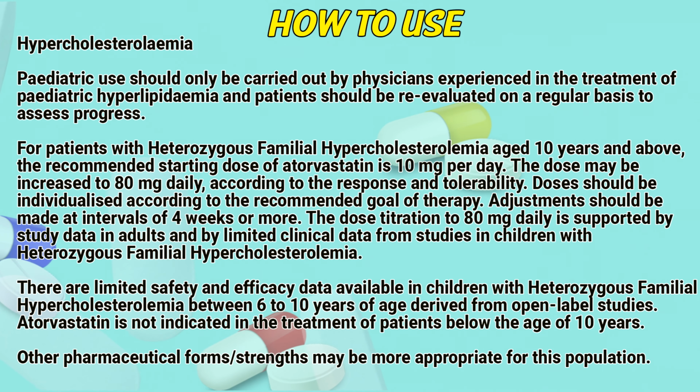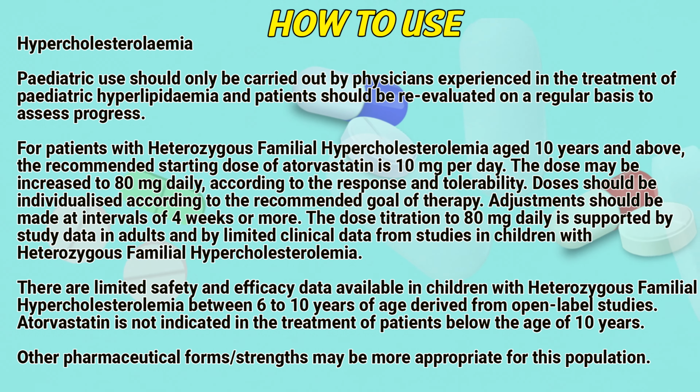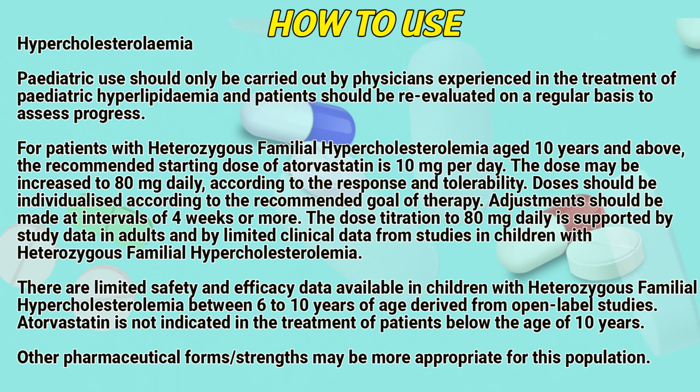Pediatric hypercholesterolaemia. Pediatric use should only be carried out by physicians experienced in the treatment of pediatric hyperlipidaemia, and patients should be re-evaluated on a regular basis to assess progress. For patients with homozygous familial hypercholesterolaemia aged 10 years and above, the recommended starting dose of atorvastatin is 10 mg per day. The dose may be increased to 80 mg daily according to the response and tolerability. Dosage should be individualized according to the recommended goal of therapy. Adjustments should be made at intervals of 4 weeks or more.